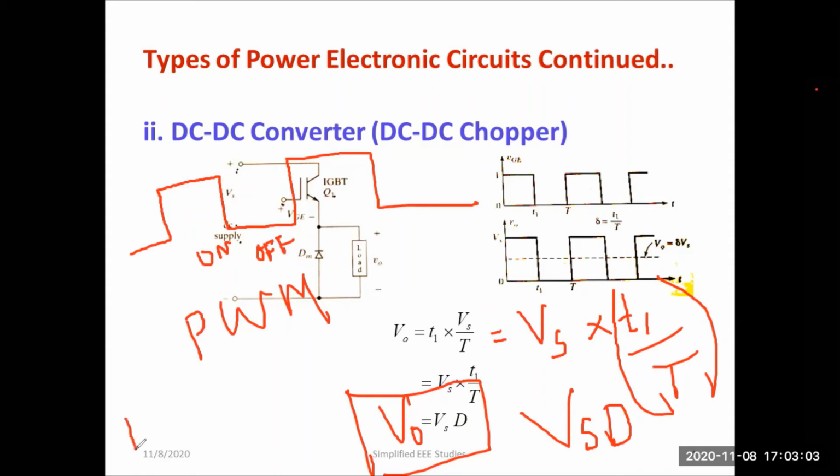That means if you want, you can write the duty cycle as V naught divided by Vs. Clear? So if you control the value of the duty cycle, I am able to control the output voltage. By controlling the duty cycle, I can easily control the output voltage.